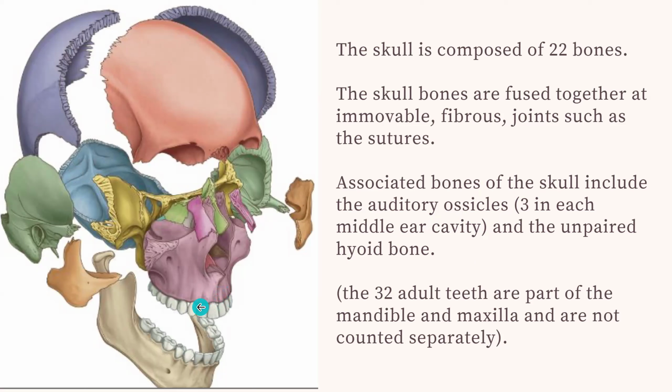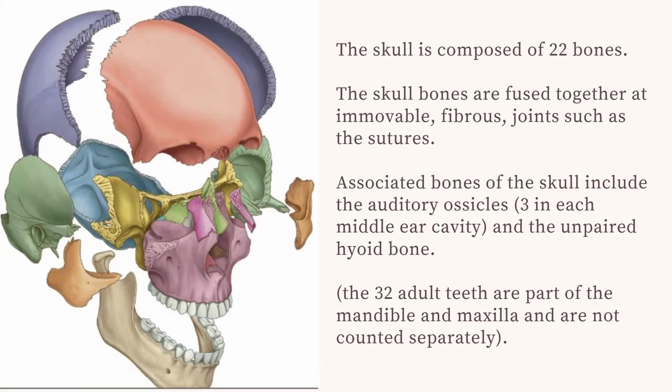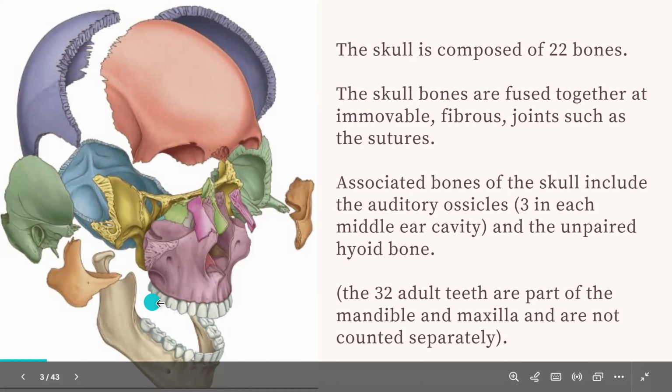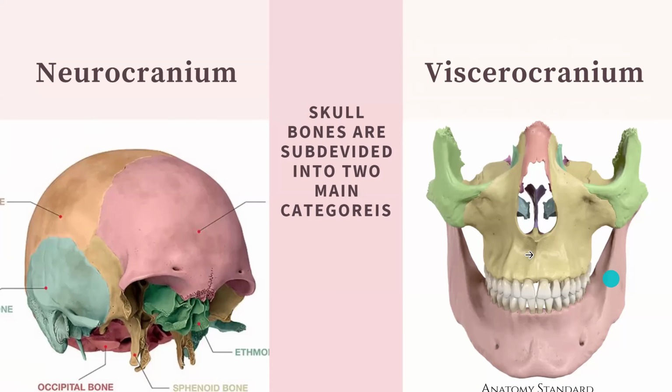In addition, we have 32 adult teeth. Those teeth are not considered a bone itself. They are part of the bone, an extension of the mandible and the maxilla, and are not counted separately.